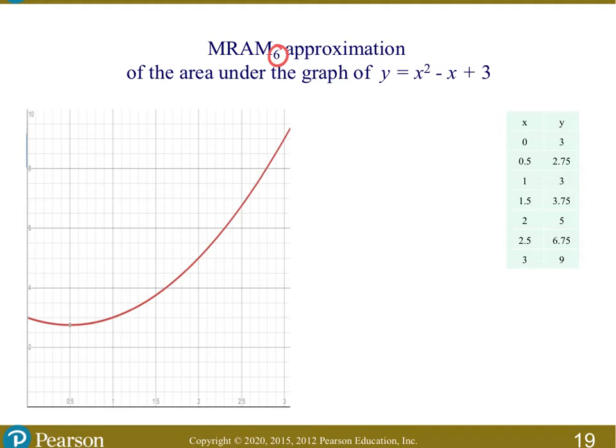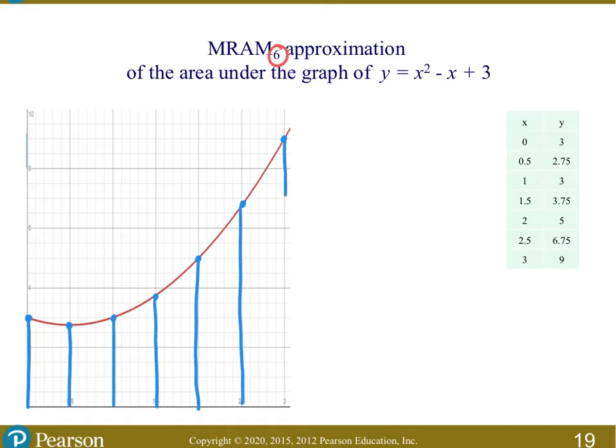All right, so for 6, I'm going to use all of these dots. So I've got 6 different columns, I guess, whatever, 6 different intervals. But for MRAM, I need to find the middle, okay? The middle is above the center here, and I need to figure out what that is.